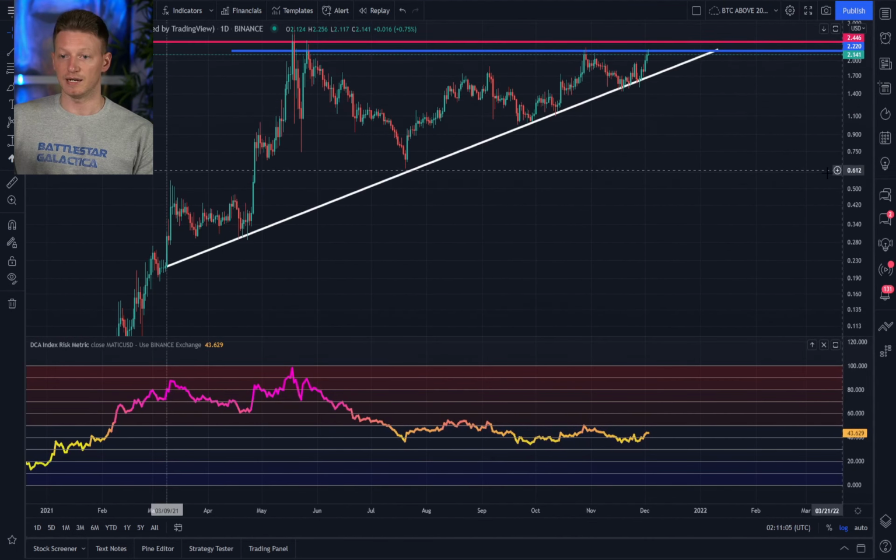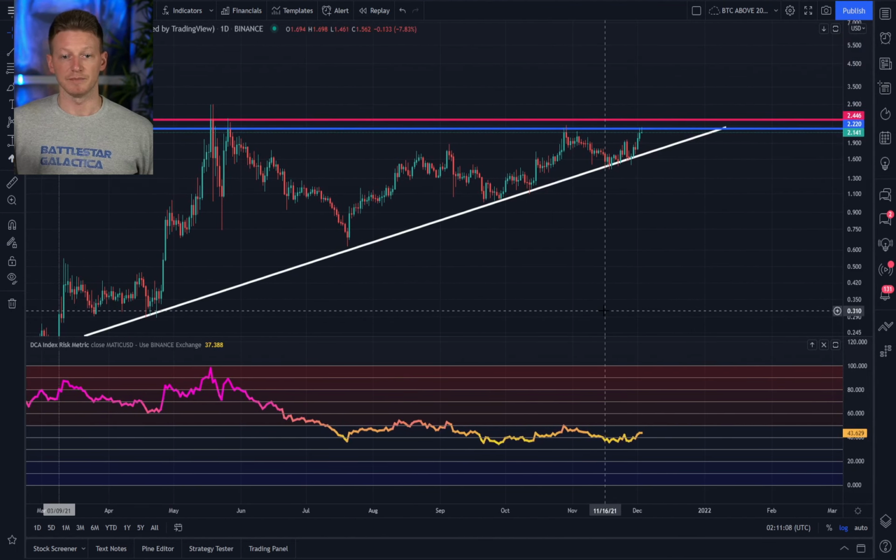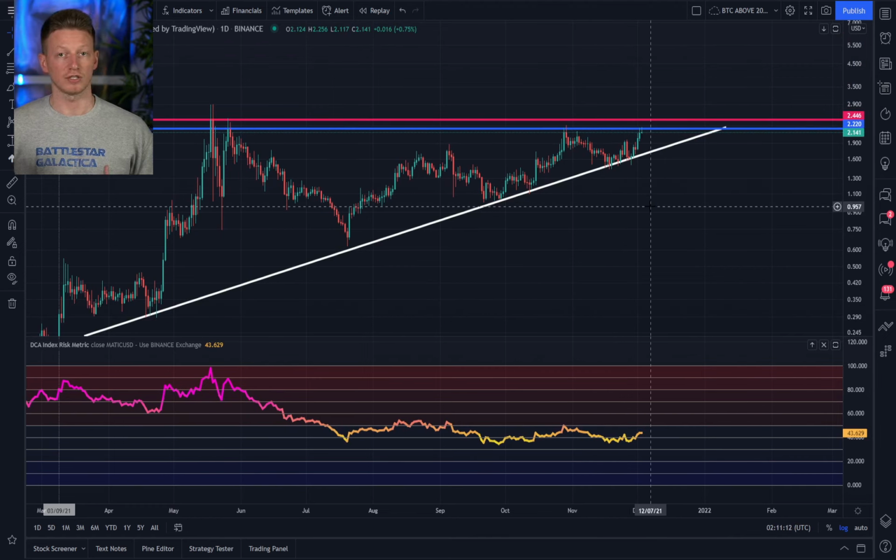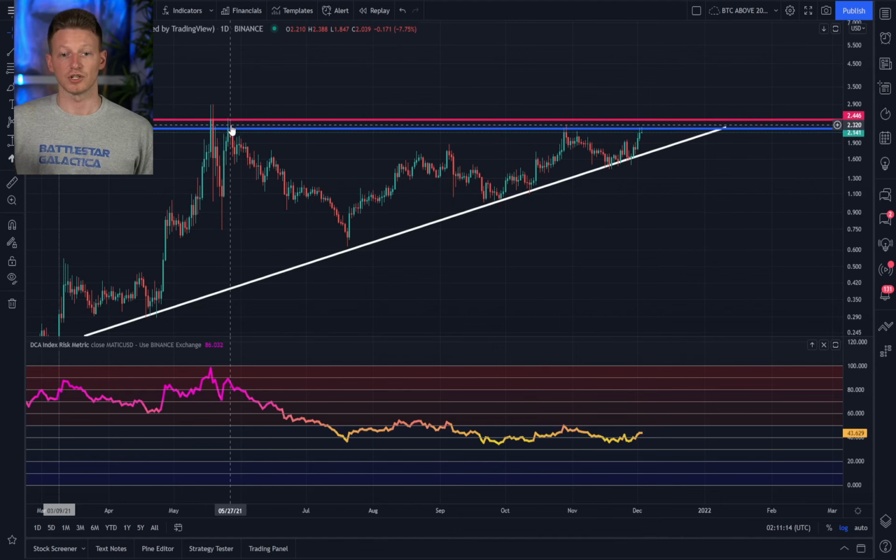Basically, the thing I want to show you today and why I'm doing an update: MATIC has come to about $2.20 today. You can see that this $2.20 level has acted as resistance basically since the end of May. May 26th, we hit this level. The end of October, we hit this level and were rejected. And now we've hit this level again.